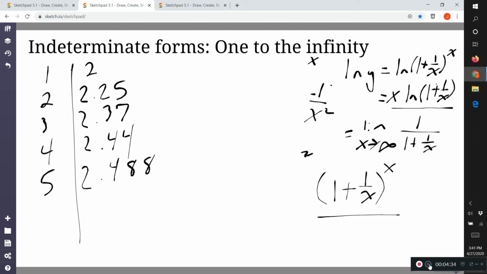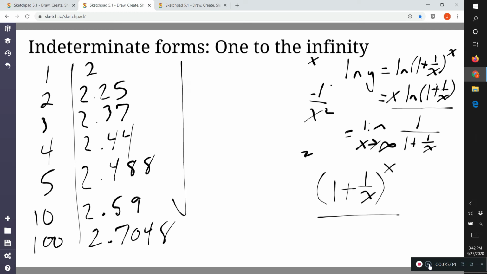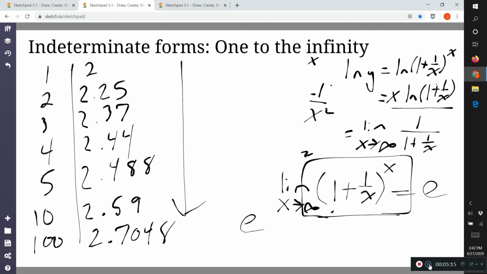Let's just put in 10 to see where we're at. By the time we get to 10, we're at 2.59. By the time we get to 100, we're at 2.7048. And if you remember, the approximation that's given for e in your textbook is 2.71828. So as these numbers get bigger, this gets closer and closer to the number e that we are familiar with. So this was the original formula for e with the limit as x goes to infinity. And we just showed using L'Hopital's rule that this does in fact equal e.